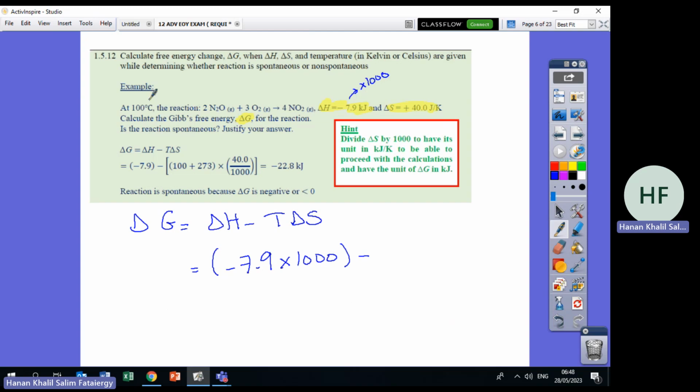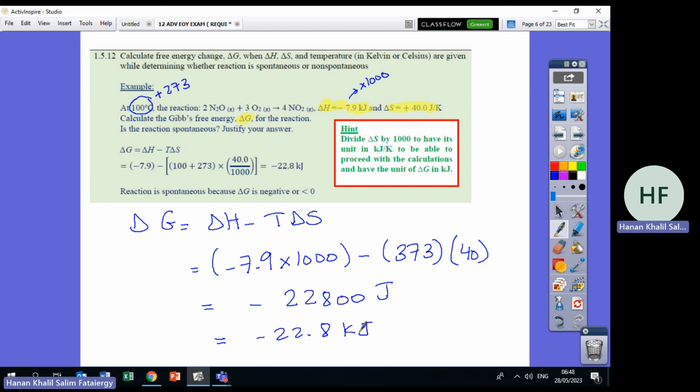Now the temperature is 100 degrees Celsius. It should be in Kelvin, so we will add 273. So this will be 373, and delta S is 40. Now the final answer will be minus 22800 joules, or if you want to make it kilojoules, you make it 22.8 kilojoules.